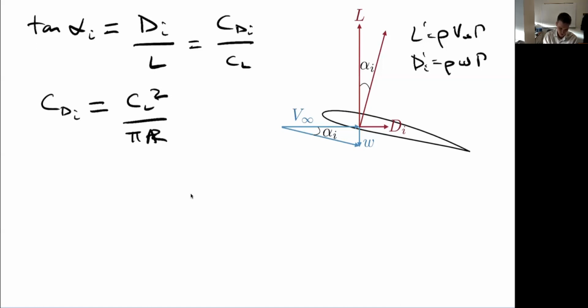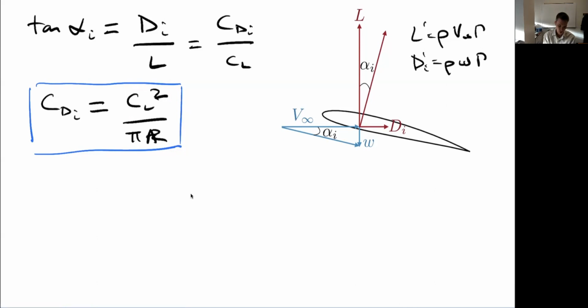CL squared. All right, so this is a very useful result that we'll build on. For an elliptic lift distribution, which for now let's just say is a pretty good approximation for the lift distribution of any aircraft, the induced drag coefficient we can get directly and very simply just from the lift coefficient and the aspect ratio of the wing. That's all we need to know, and I can compute my induced drag coefficient.